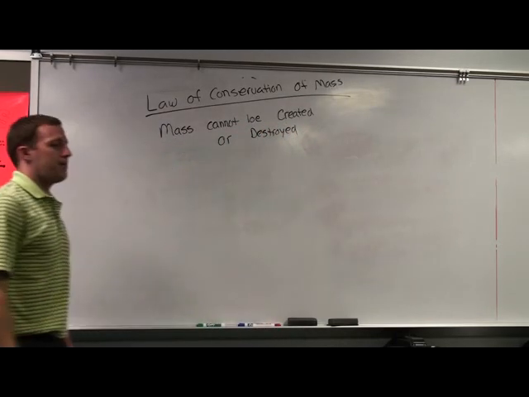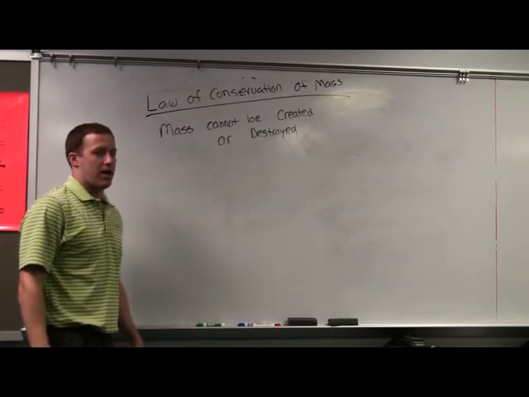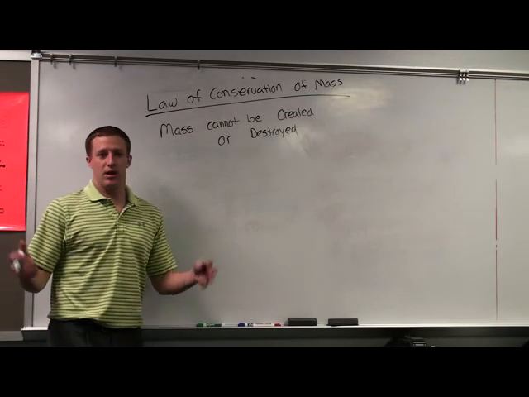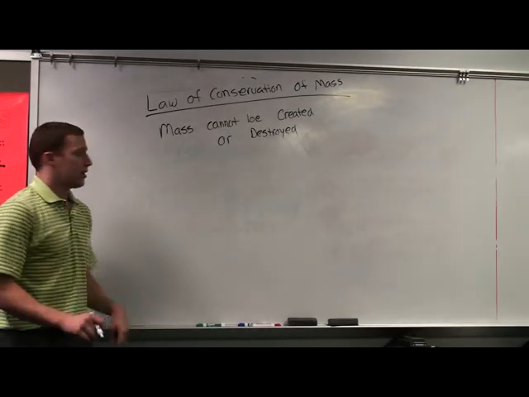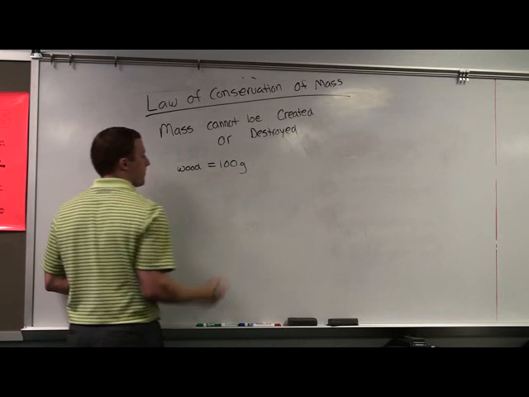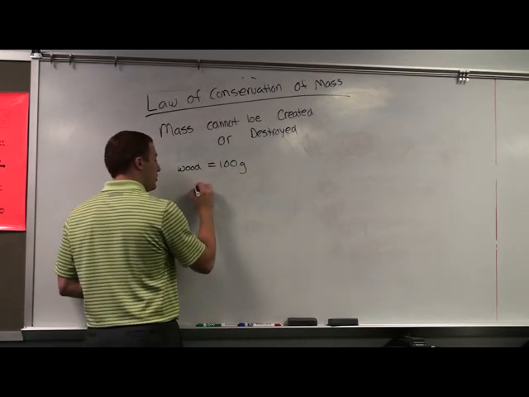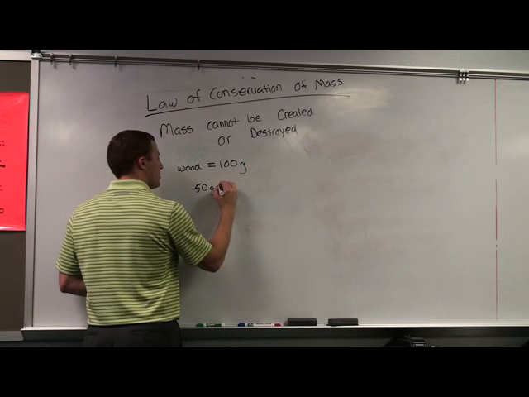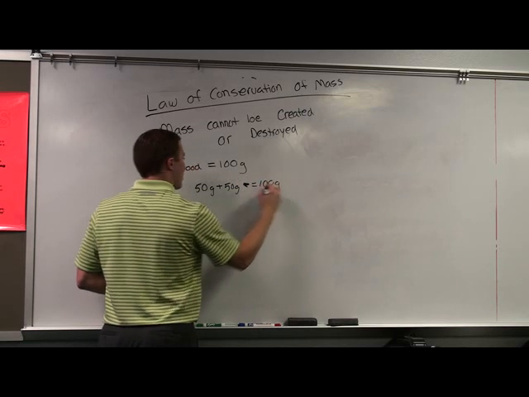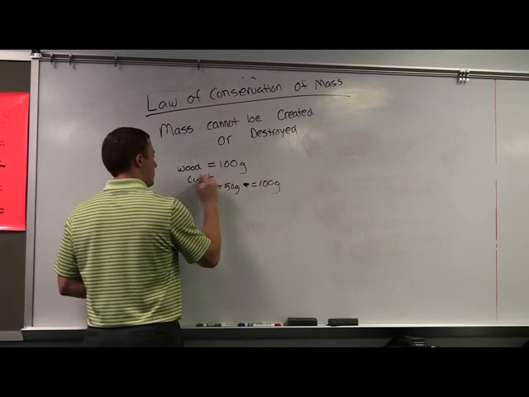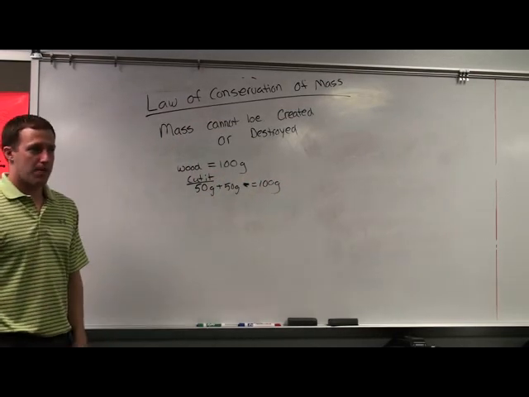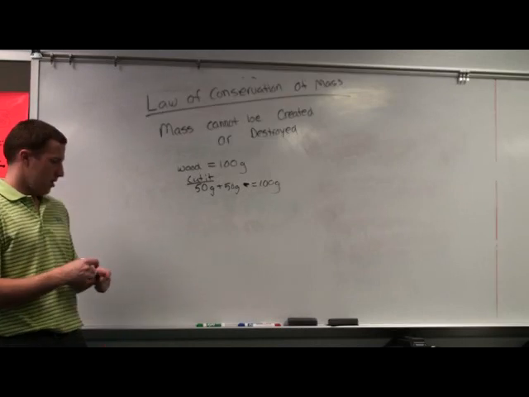So what does that mean? If I cut a piece of wood in half, did I create any mass? No. Did I destroy it? Did it just disappear? No. It's just two pieces of wood. If I start out with a piece of wood that equals 100 grams and I cut it in half, now I have two pieces that are each 50 grams. 50 plus 50 still equals 100 grams. Does that make sense?